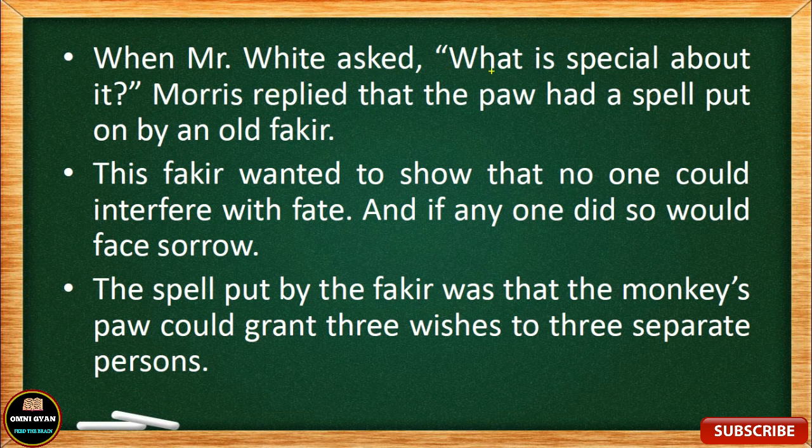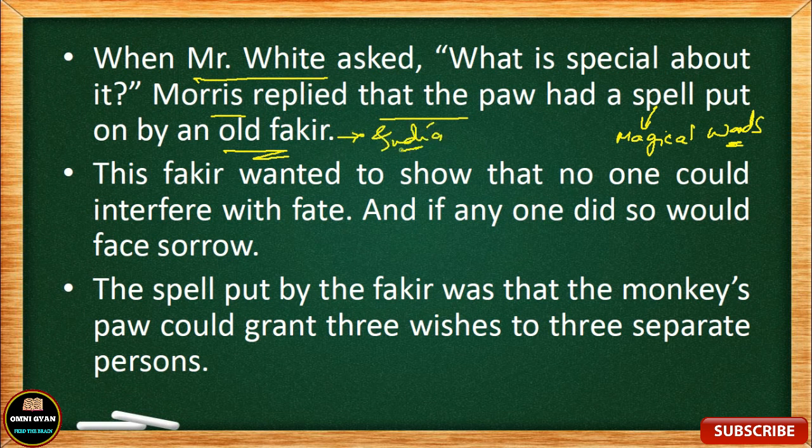When Mr. White asks what is special about it, now here comes the main question. You said that it is a bit of magic. What is special about the monkey's paw? Now Maurice replied that the paw had a spell. Spell means some magical words put on the paw by an old fakir. Fakir again from India only, okay. Fakirs are generally considered to be black magicians actually.